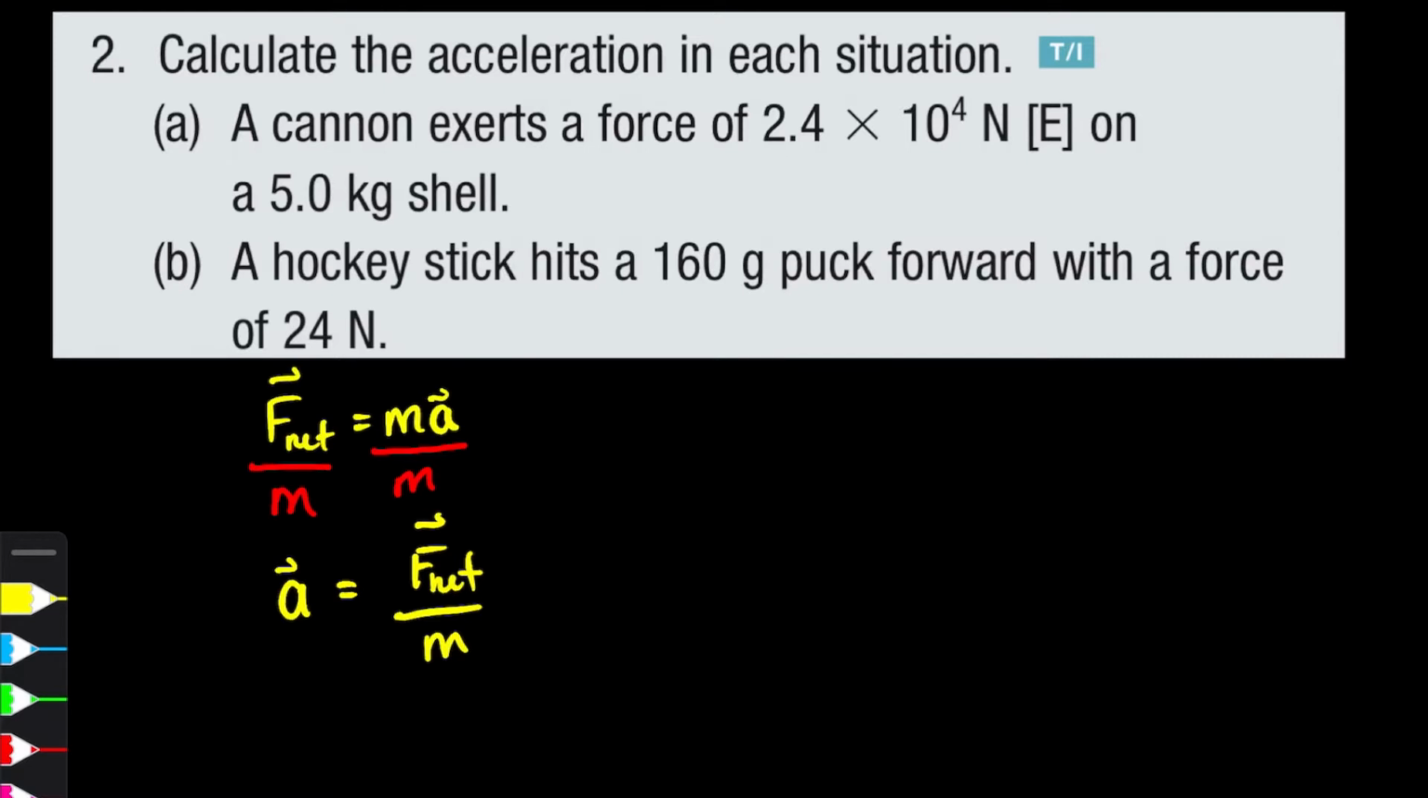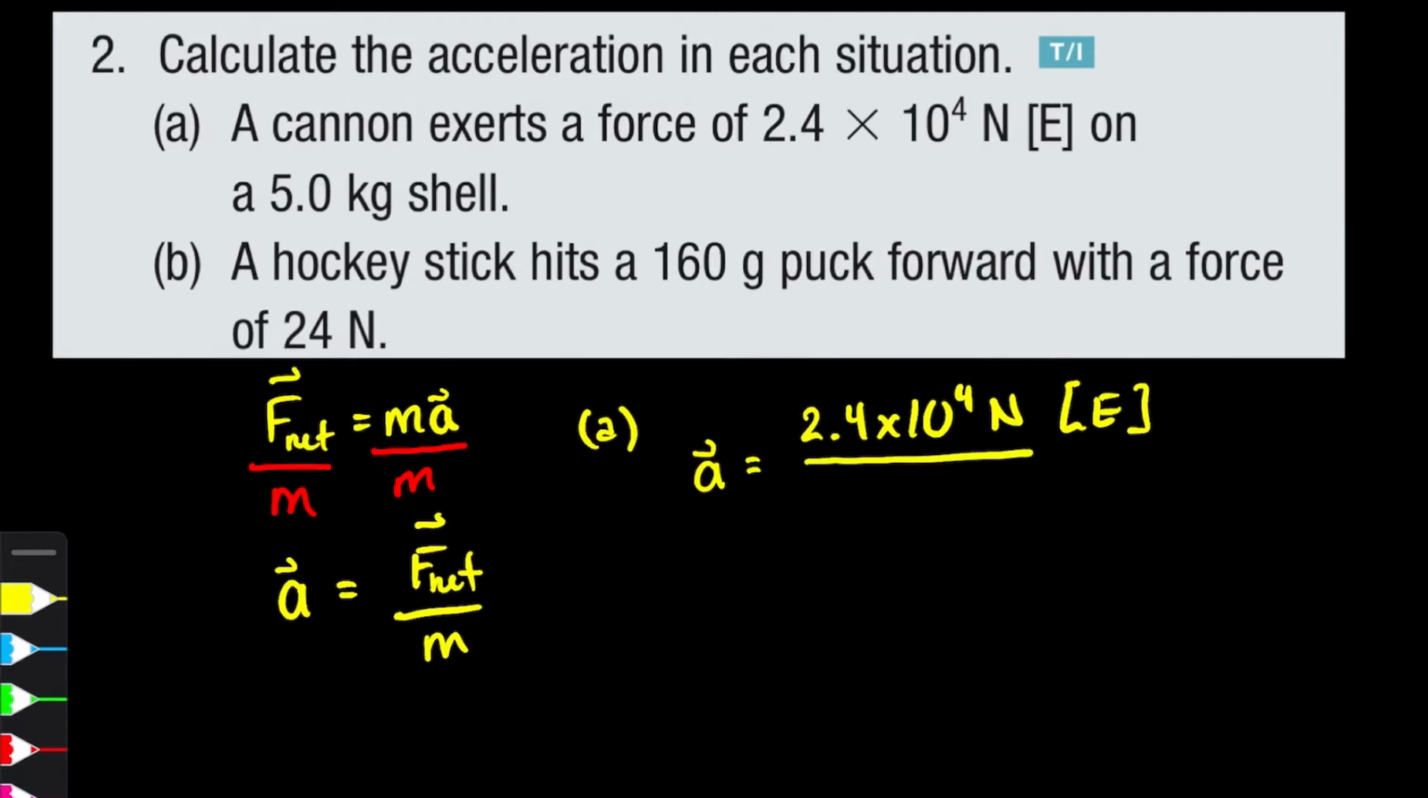So this is going to be the new formula for solving this question. Now we can easily take care of part A. The acceleration is going to be the net force, which is 2.4 times 10 to the power 4 newtons in the east direction, divided by the mass of the shell from the cannon, which is a 5 kilogram shell. So let's do this calculation now. You get approximately 4,800 meters per second squared. And we have to indicate the direction, which is going to be east.